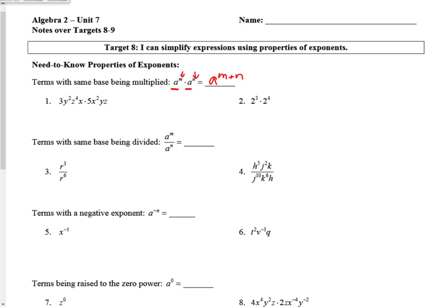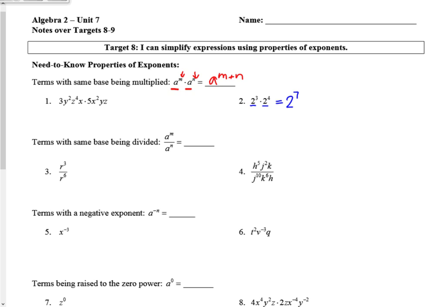I'm actually going to start with 2 because I think that's the easier, simpler problem we have. So I have the same base of 2 and 2. So we're multiplying those bases together. That means I'm going to add those exponents. 3 plus 4 is 7. When I look at 1, I'm doing the same exact thing. The only thing is I have multiple variables here and I have some numbers.